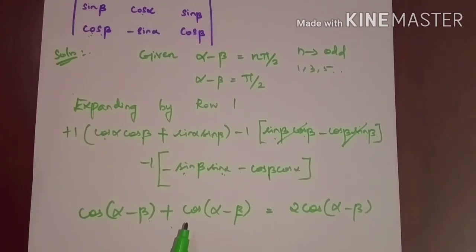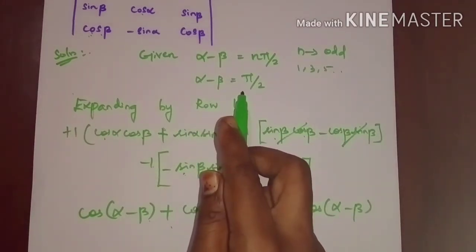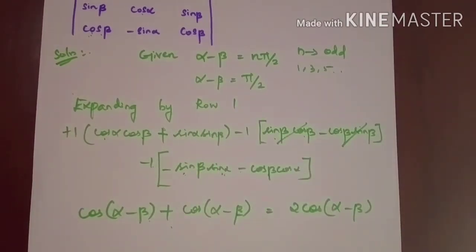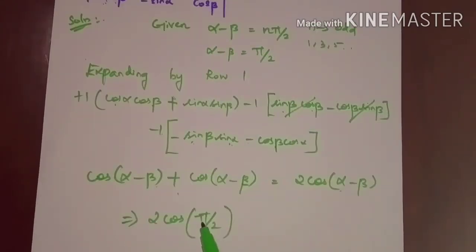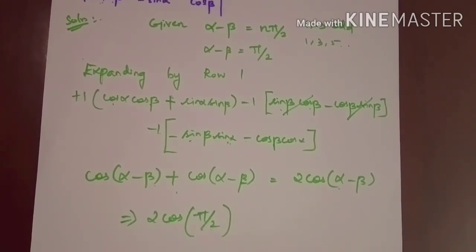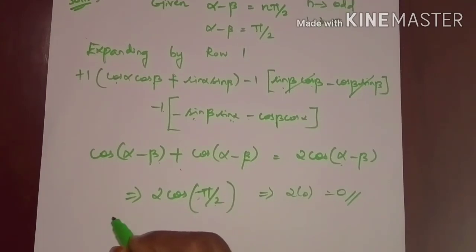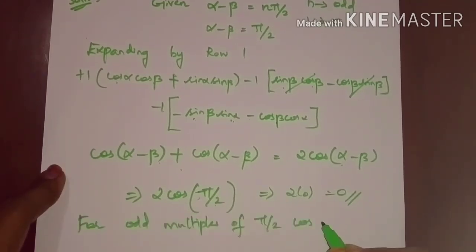In the problem, they have given alpha and beta differ by odd multiples of pi by 2. If you put that value instead of alpha minus beta as odd multiples of pi by 2, we note that cos pi by 2 is 0. Whatever may be the n value, either it can be 3 pi by 2, 5 pi by 2, your cos value would be 0. So, your determinant value would be 0 for odd multiples of pi by 2. Cos n pi by 2 is 0. So, your determinant value is 0.